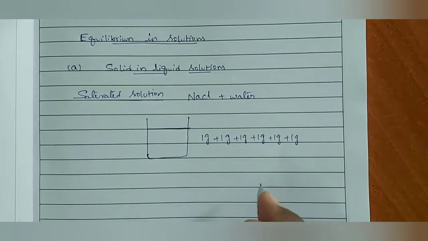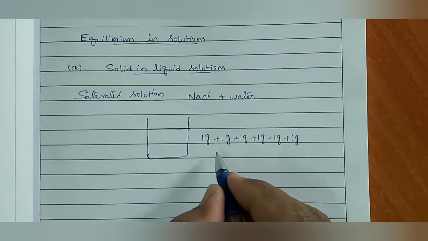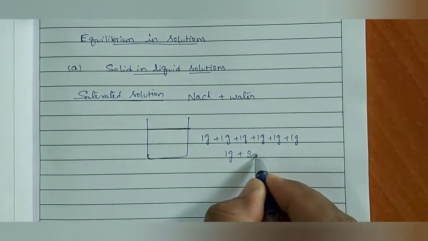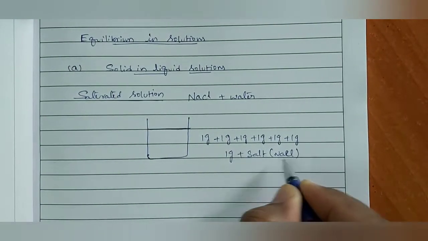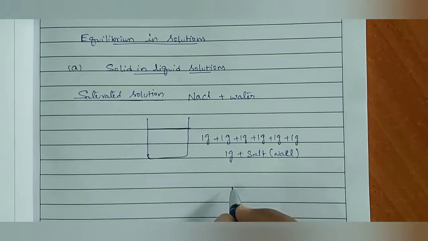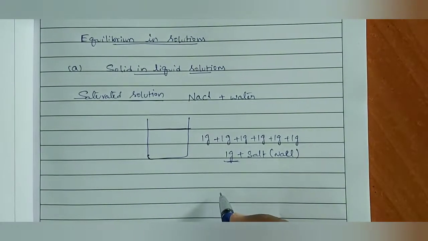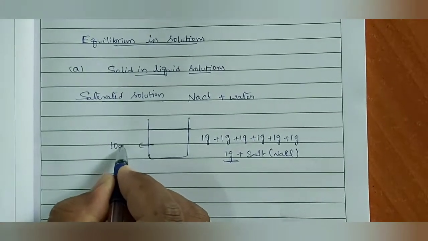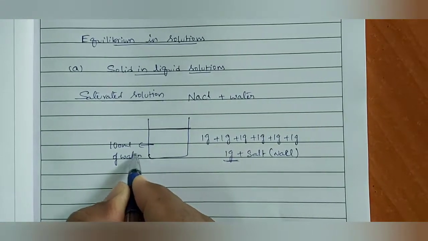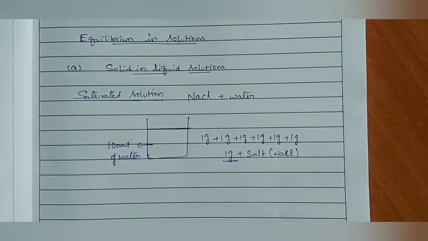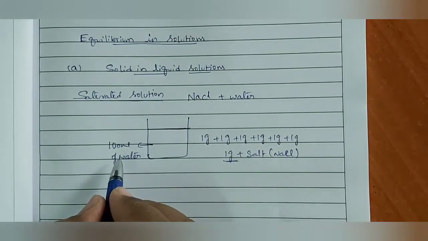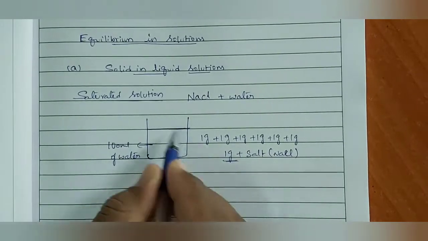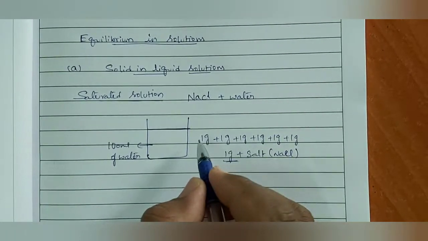Finally, we will get one condition that after preparation of one type of solution, even if you add 1 gram of salt, that NaCl will not be dissolved. Extra 1 gram of salt will not be dissolved. For example, in this glass I have taken 100 ml of water. 100 ml of water can dissolve a maximum of 36 grams of NaCl.